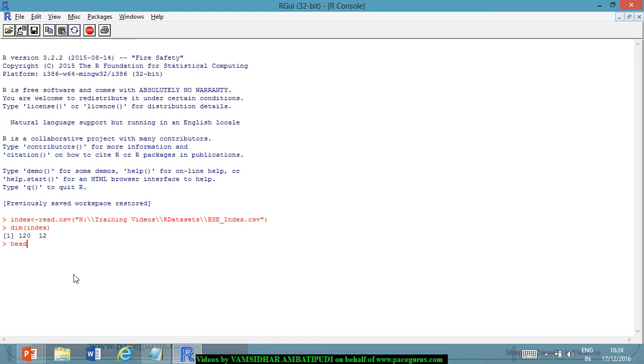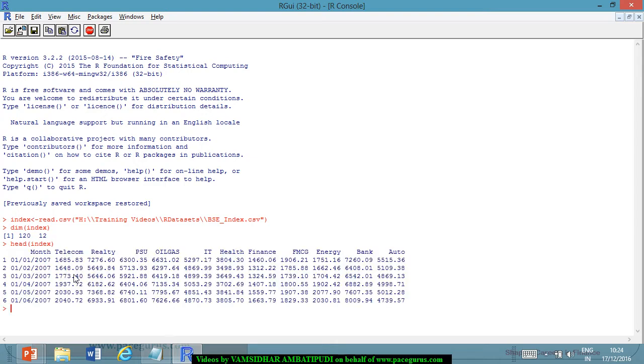Then looking at the first few entries of this index, I could do a head of index. The first column is month, then telecom, realty, PSU, oil and gas sector, IT, health, finance sector, FMCG, fast moving consumer goods sector, energy sector, banking sector and the automobile sector. These are the sectoral indices from January 2007 till December 2016.